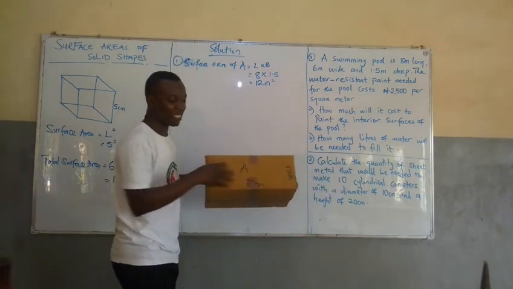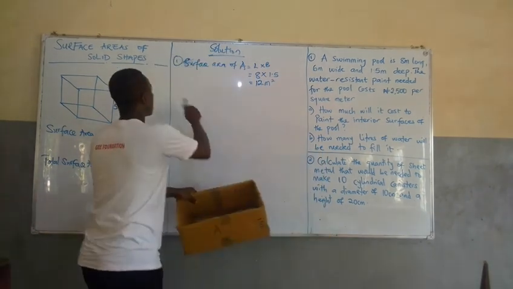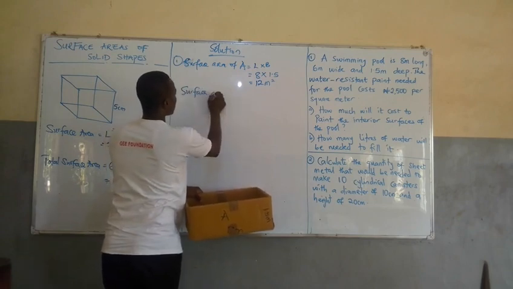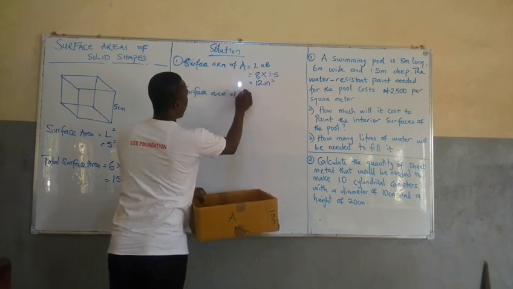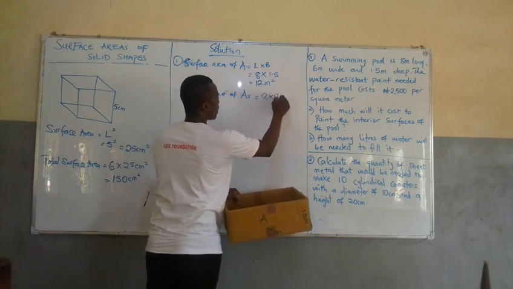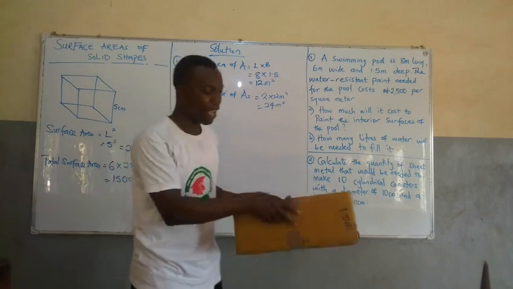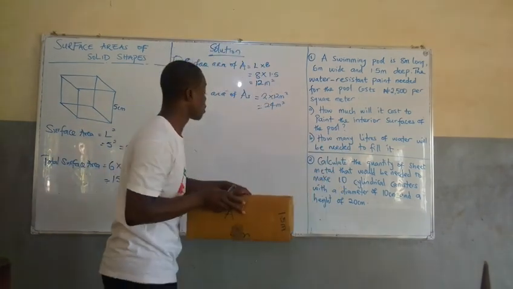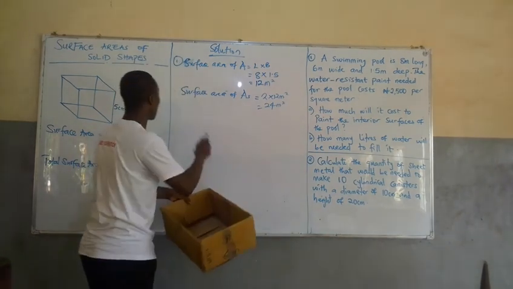Now, don't forget, this is just the surface area of one. We also have another here, and they are both equal. So the surface area now of the A's, that will be 2 times 12 meter square, and that gives me 24 meter square. So the area here is 24 meter square.